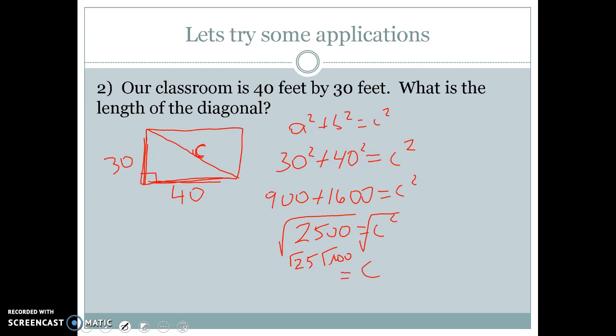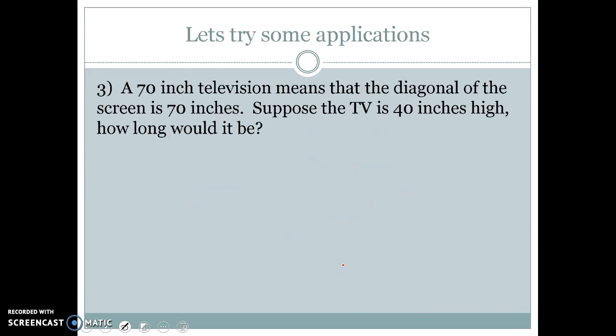So we're going to have 5 on the outside, a 10 on the outside, and 5 times 10 is 50. That means that c has to be 50. And if I were to take the square root of 25, I would get exactly 50. So the diagonal distance of our classroom would be 50 feet. Let's take a look at another one.